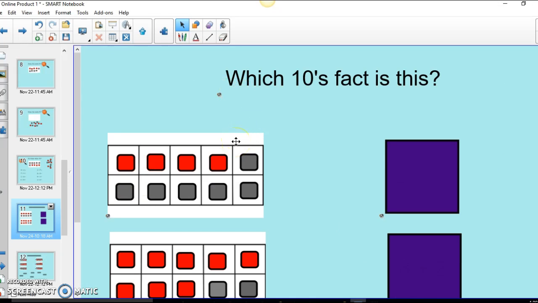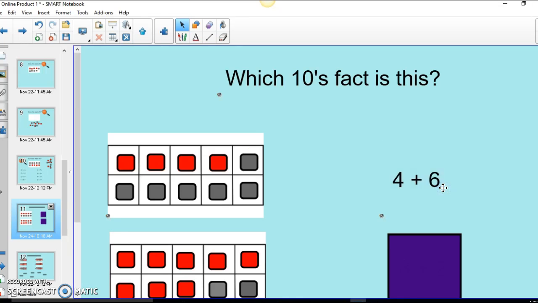The next one is which tens fact is this? So they can count the cubes. There are 4 red ones and 6 gray ones. So that tens fact would be 4 plus 6. Then we can remove the box and check underneath, and we can see 4 plus 6. That this tens fact is 4 plus 6.